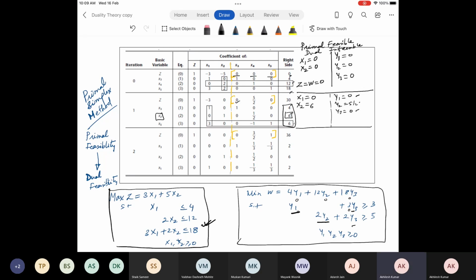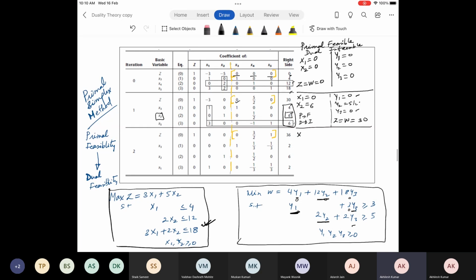Five is greater than or equal to 5. That is being satisfied. What about y1 and y3? Is 0 plus 0 greater than or equal to 3? No, sir. So again, primal feasible, dual infeasible. As far as g equals w, you plug in these values and you will get 30. Even if you put 5 by 2 here, and 0, 0, it will give you 30.